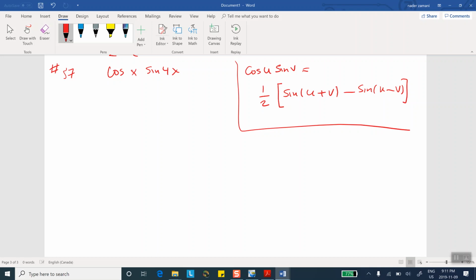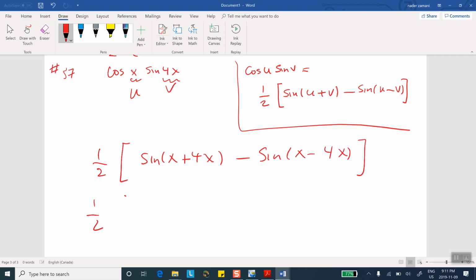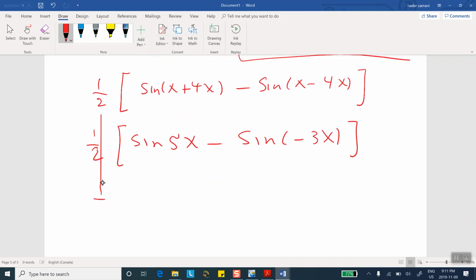Okay, so here, there is my u and there is the v. And if I use that formula, replicate that, it's going to be 1/2 sine of x plus 4x minus sine of x minus 4x. Or 1/2 sine of 5x minus sine of minus 3x. But sine is an odd function, so the answer in the book will probably look something like this. Sine of 5x plus sine of 3x. It looks something like that. Okay?